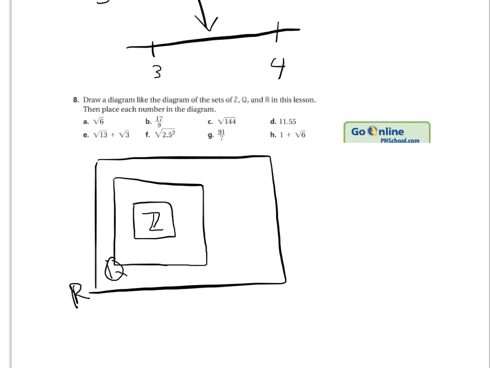Okay, where would the square root of 6 be? I know the square root of 6 is not a rational number because you cannot write it as a decimal that stops or repeats, so not as a fraction either. So that's got to be outside of the rational number box, but inside the real number box. So it should be somewhere over here. Okay, how about 17 over 9? That's a fraction. That's a rational number, but that's not an integer because that's not a whole number. So it should be here. Okay, and so on and on and on, up to H.